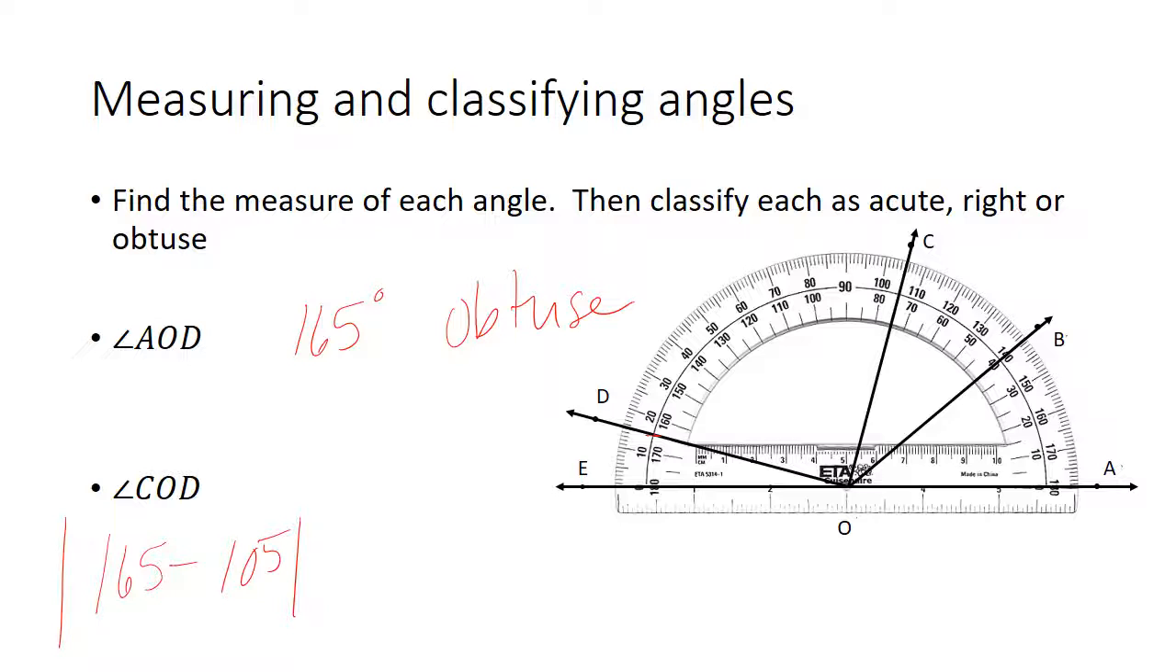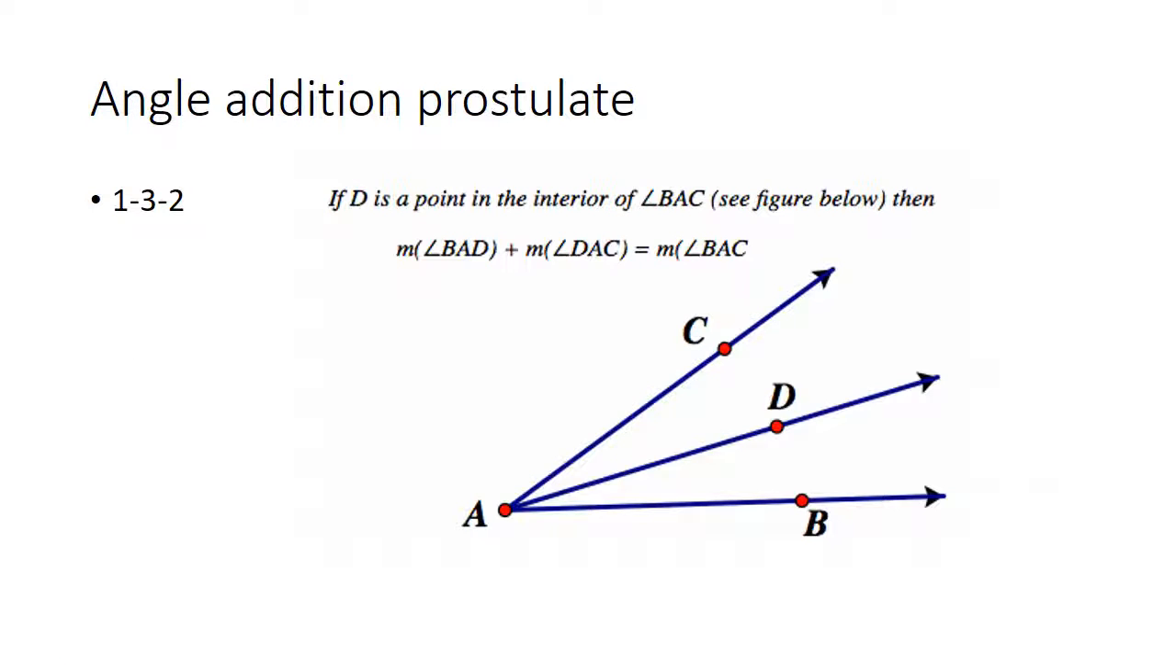I'm sorry, I used the outside. It should be the inside. That's not 105. So I'm using the inside. So I did a 165, which means I've got to do the inside here, which is 75. Sorry about that. All right, so our 165 minus 75 would be 90. So the absolute value of that would be 90 degrees. So we would say that COD was a 90-degree angle.